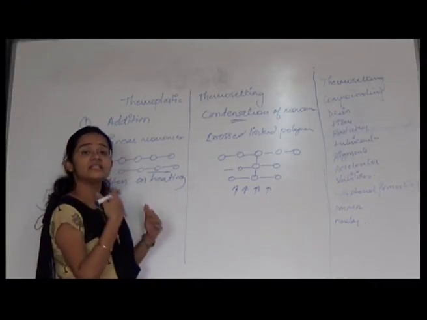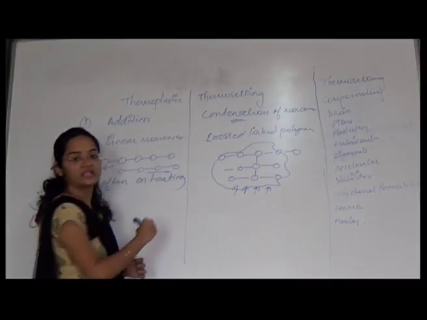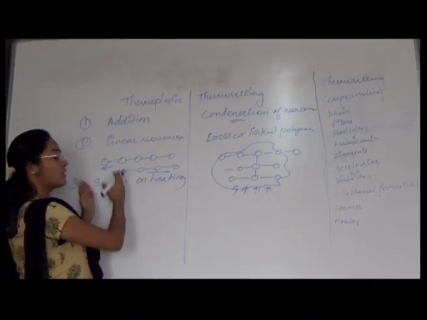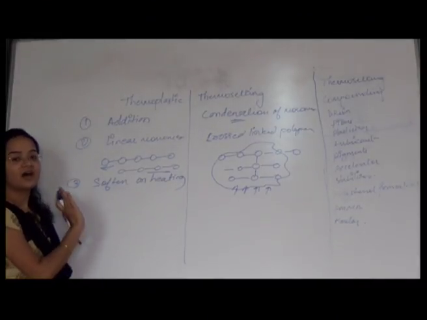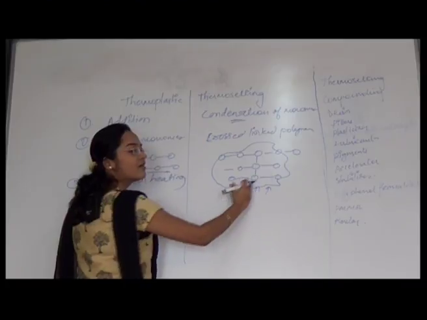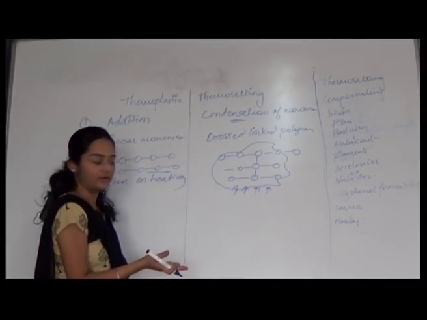But when the heating is excessive, at that time deformation takes place. That means it gets charred. Okay, so these thermoplastics get softened on heating as well as hardened on cooling. Whereas the thermosetting is what? It firstly does not get softened on heating, but it completely gets charred.